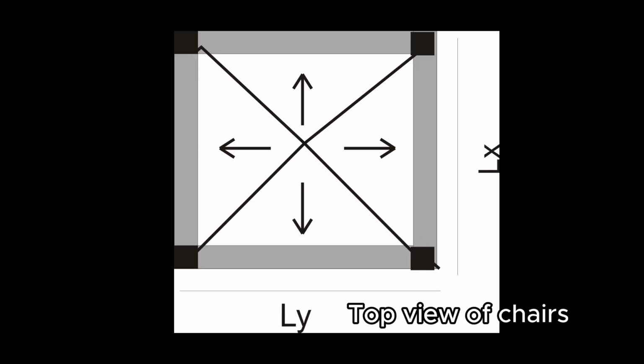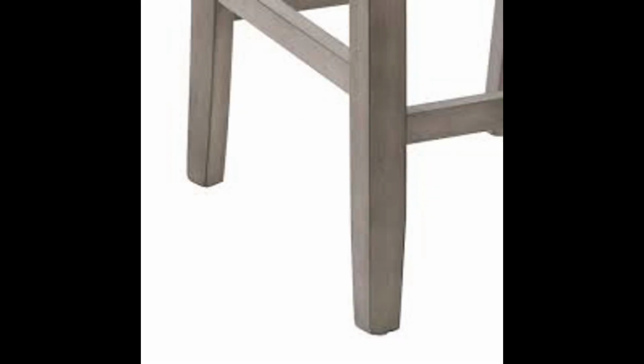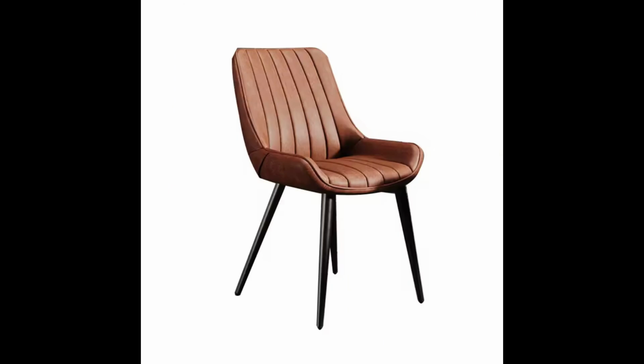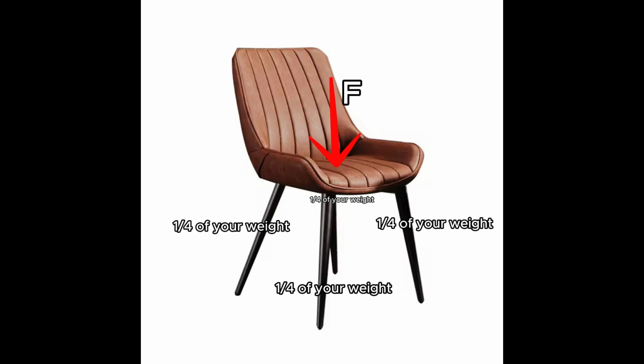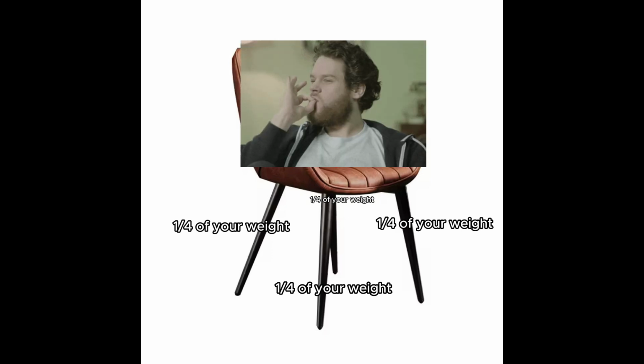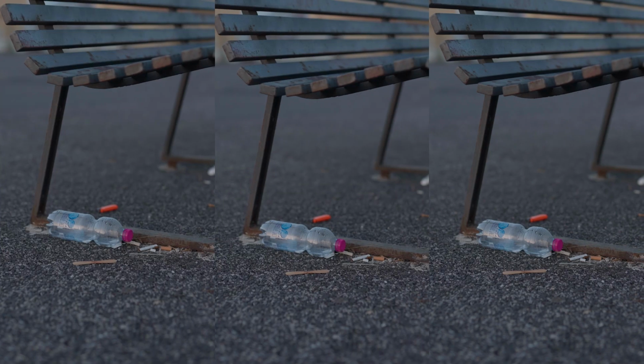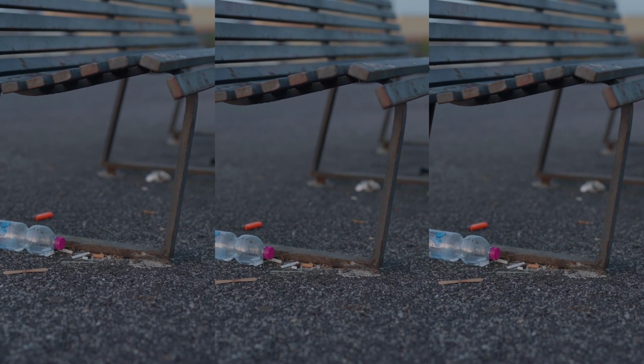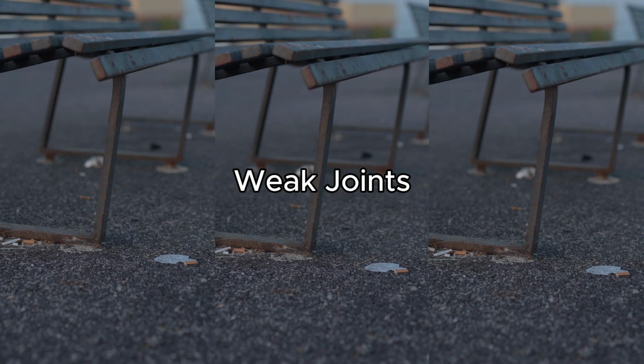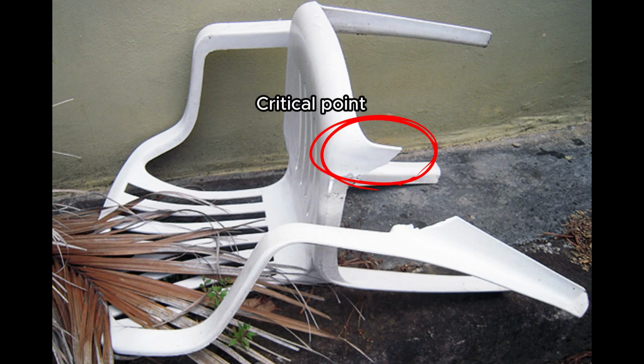The seat acts as a load distributor, taking the force from your body and transferring it to the legs of the chair. Each leg experiences a portion of the total force, usually 1/4 of your weight in a four-legged chair, assuming perfect weight distribution. If the chair is poorly designed and has weak joints, stress concentration can cause failure at critical points, often where the legs connect to the seat.